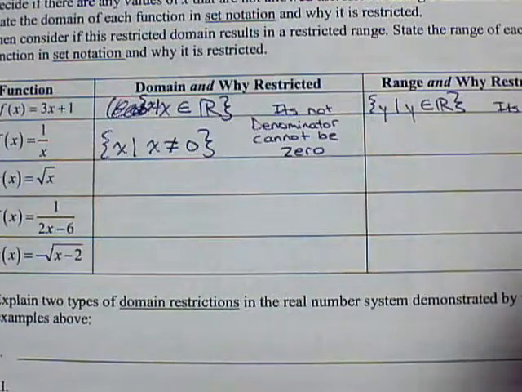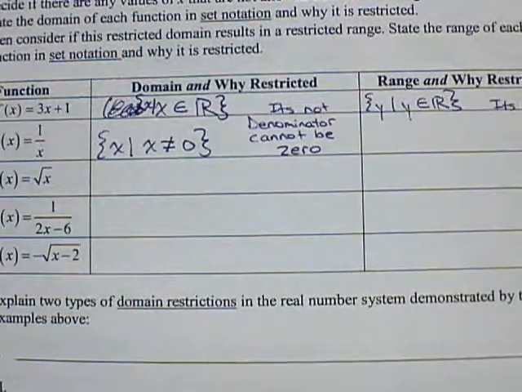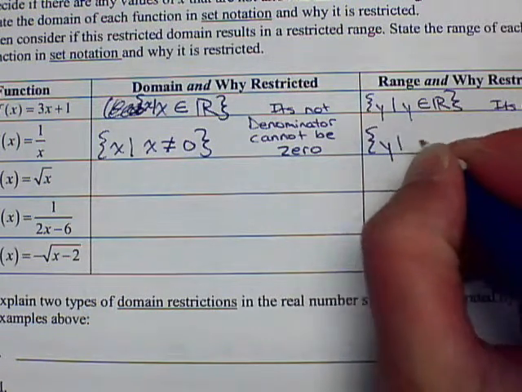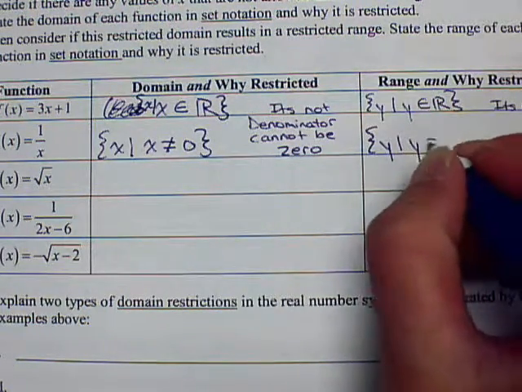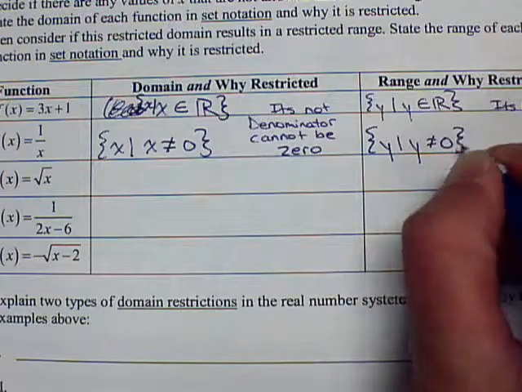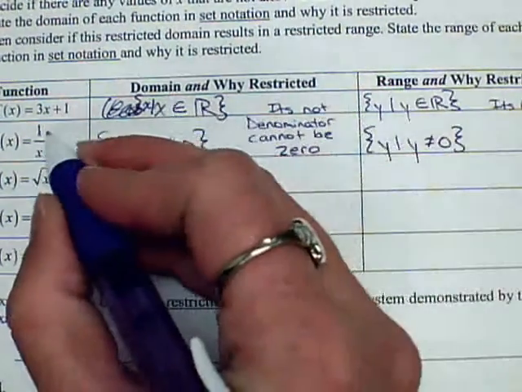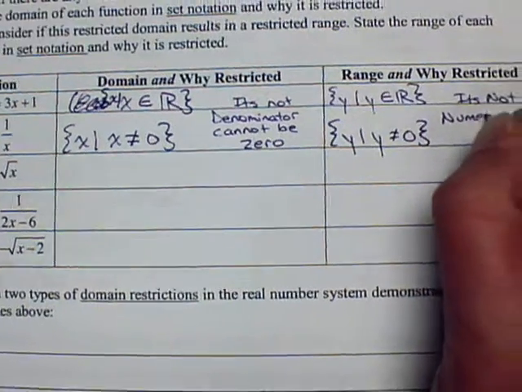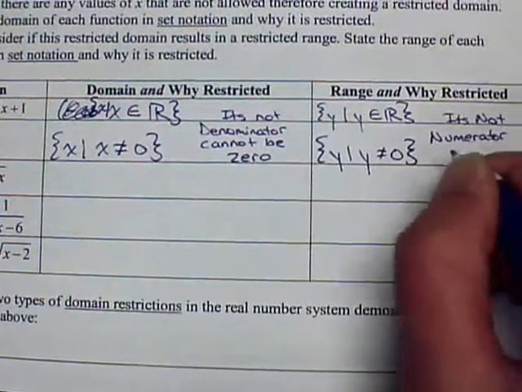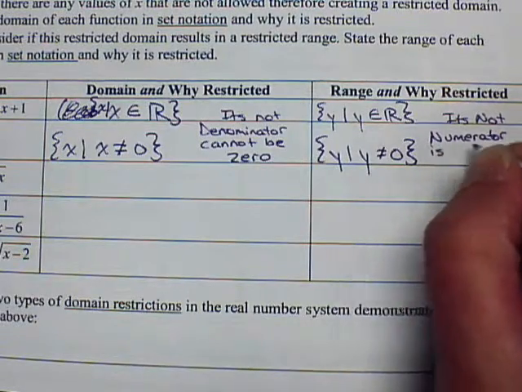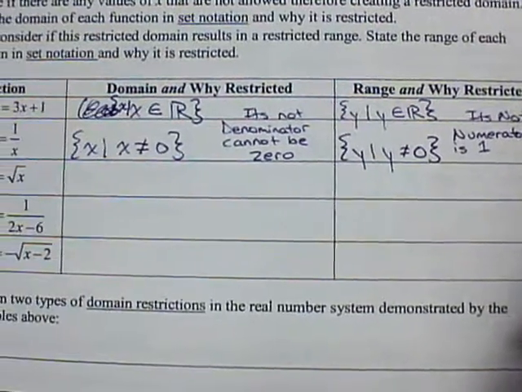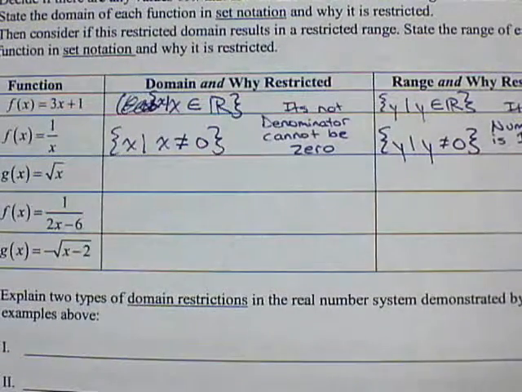Now, let's think about what we got out of it. If you remember the graph over there, the y's were not 0 either. And that's because the only way in division to get 0 as an answer is if the numerator is 0. Since the numerator is 1, we can't have 0 as an answer for the y values.